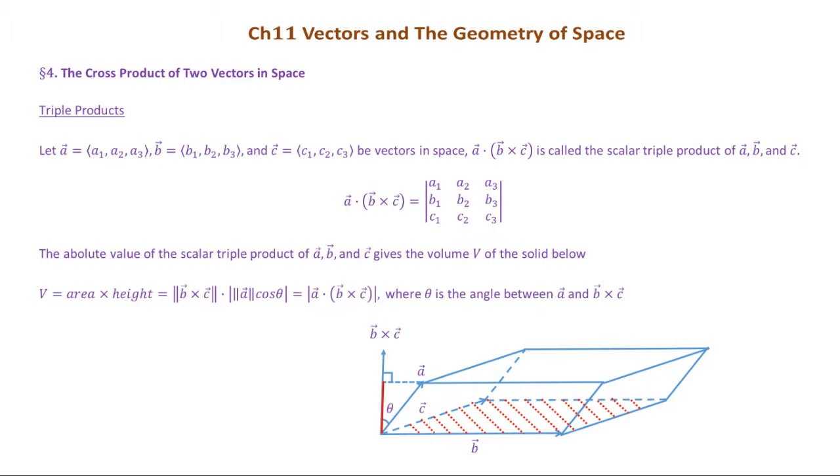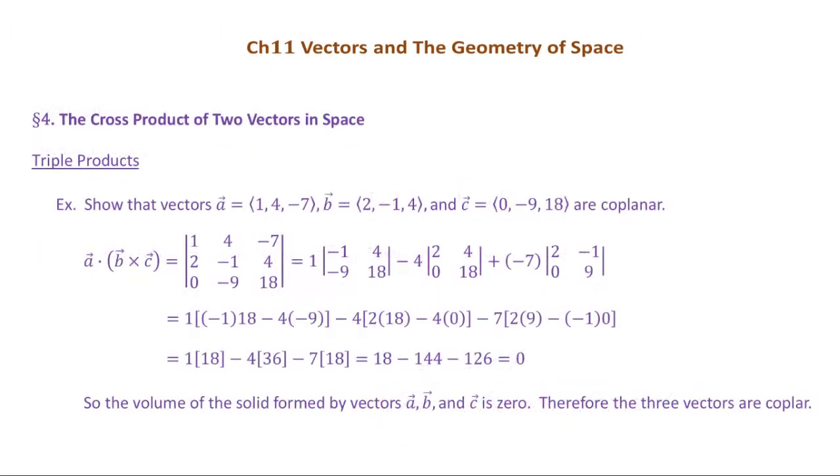So this dot product, and then cross product, and then the triple product all have some geometric interpretation. Okay, let's see what we can do about the triple product.